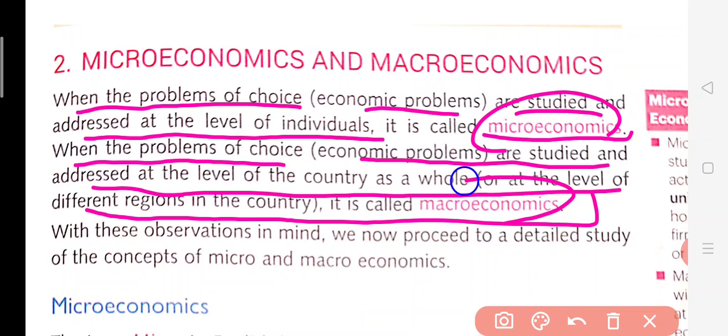When we say macroeconomics, at that time we are dealing with problems related to the entire country, like the general price level, unemployment, total supply in an economy, and total demand of the economy. These things are studied under macroeconomics.